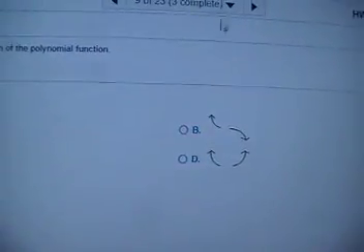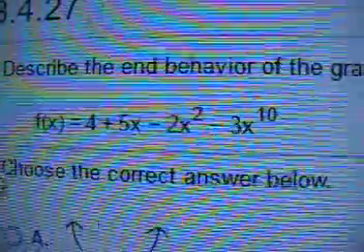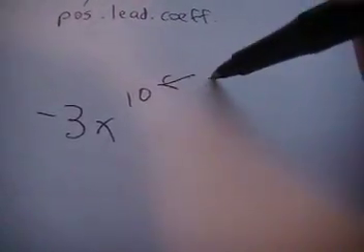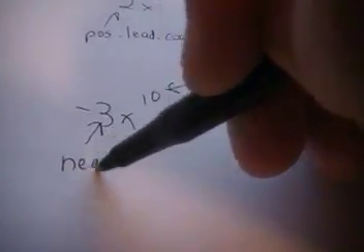Then there's one more of these on number 10. And this is an easy one to trick somebody on a test. Look at the 4 plus 5x minus 2x squared minus 3x to the 10th. You got to get to the highest exponent. Negative 3x to the 10th. That's all I want to look at. Negative 3x to the 10th. The 10 is an even degree. But it's a negative 3 in the leading coefficient.